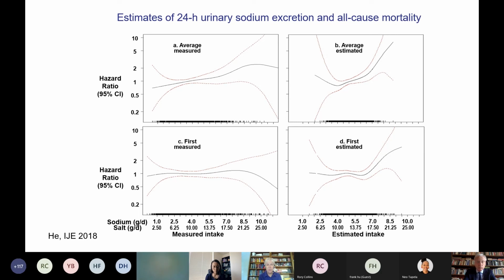a nice linear relationship. On the bottom on the left, we used the first measured, so that was a 24-hour excretion, and even there the curve was flattened. It doesn't have the precision of the multiple 24-hour specimens. And finally, on the bottom right, we used the first estimated, or that from a Kawasaki formula. And again, we see that the relationship at the bottom is altered, and we just see an effect at the very high levels.